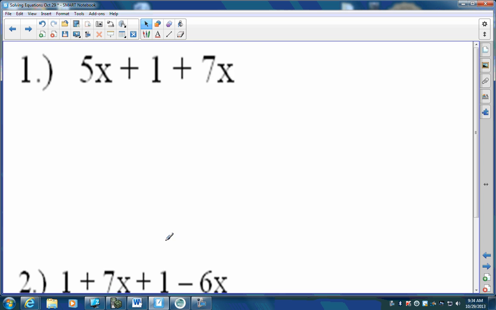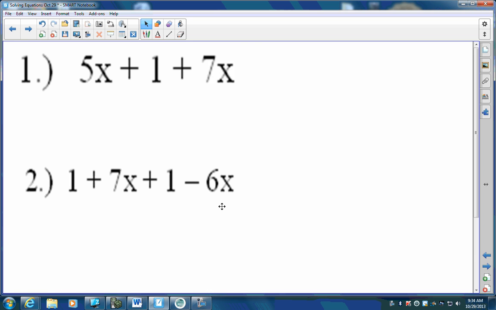Okay, so with that right here, do not draw the tiles. You can if you want to, but I don't really want you to. I want you right now to simplify it, put it in the calculator, and check, please.